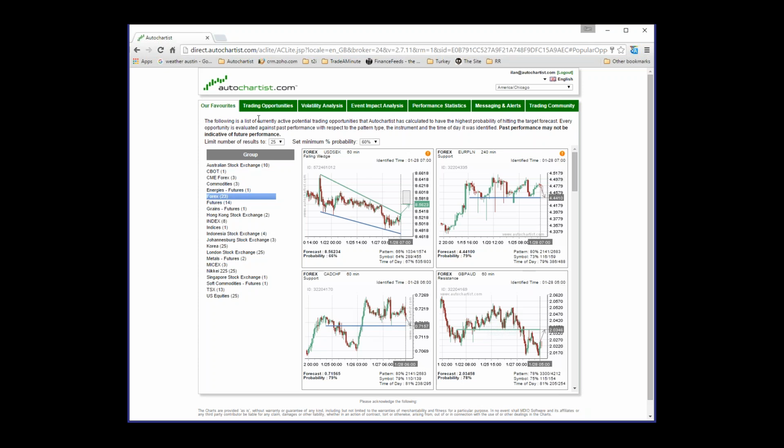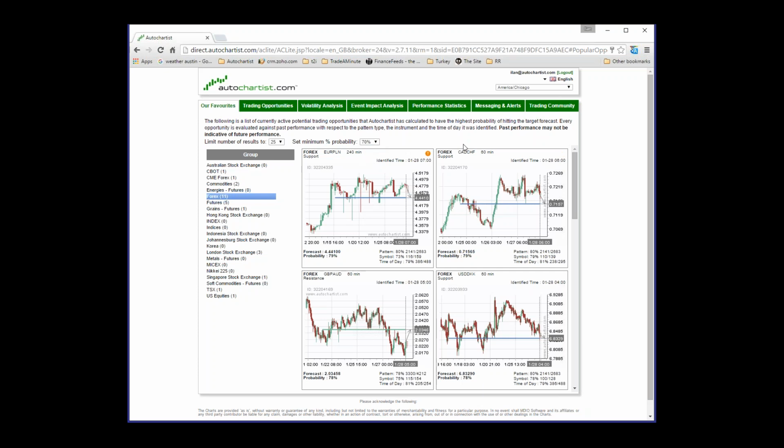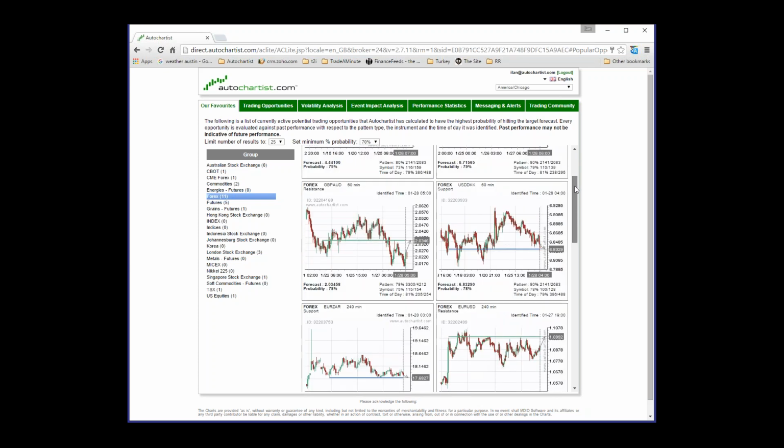Right. So again, I need to give a disclaimer that past performance might not be indicative of future performance, but these opportunities here are the ones Autochartist believes are most likely to hit their target region with respect to the last 6 months worth of performance. So if I'm a Forex trader and I click I want to see opportunities with a 70% or more chance of hitting a target region, here they are, right here, 70% or more probability of hitting the target region.